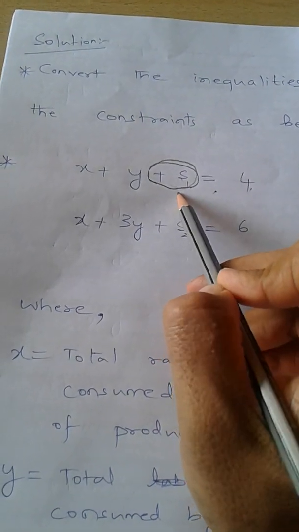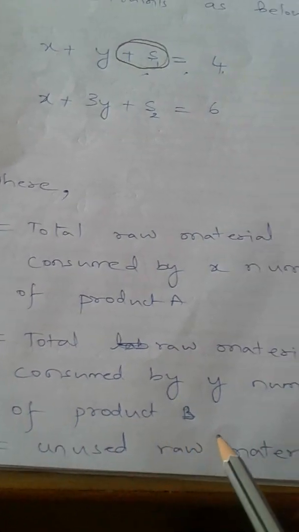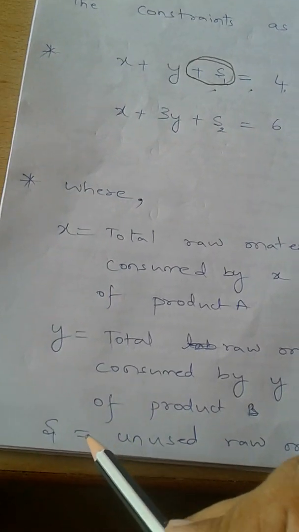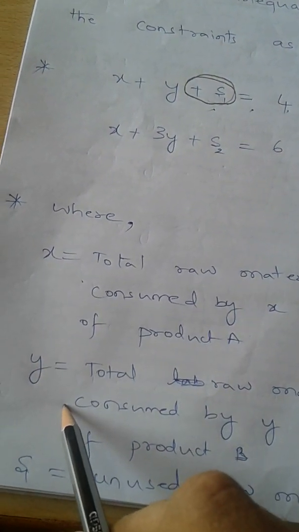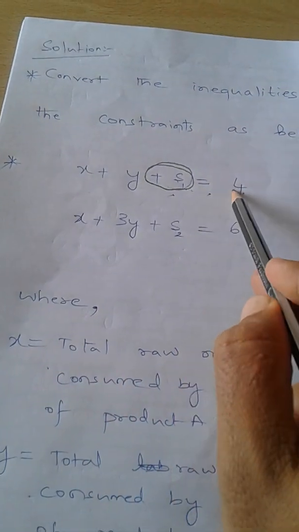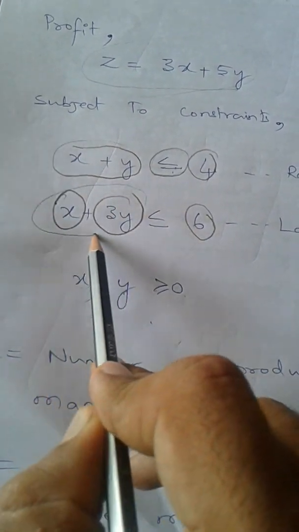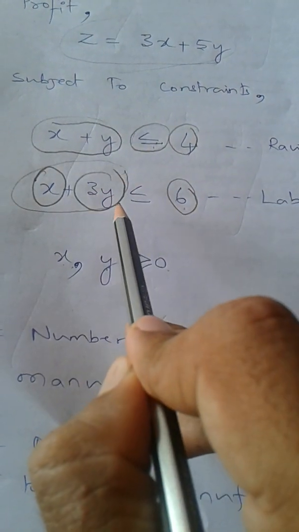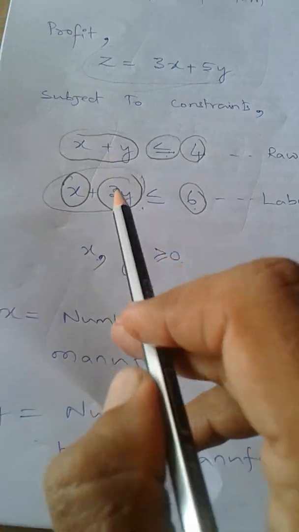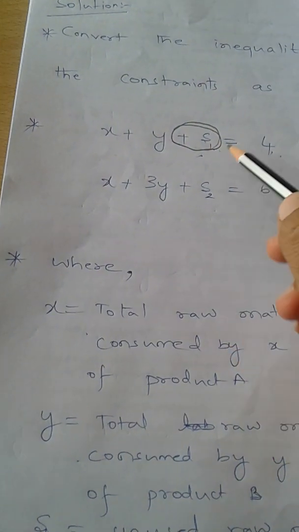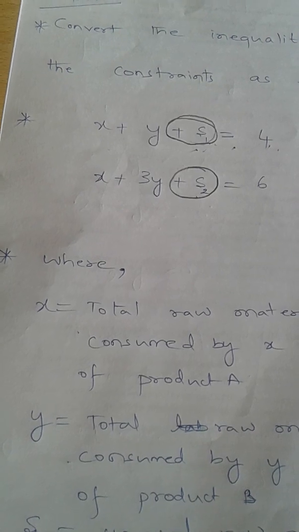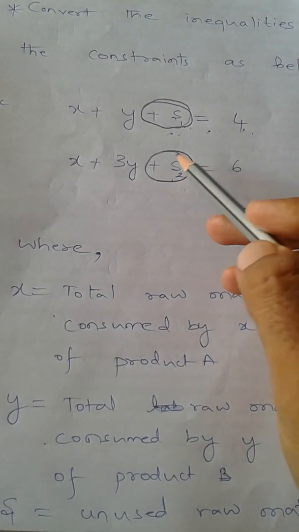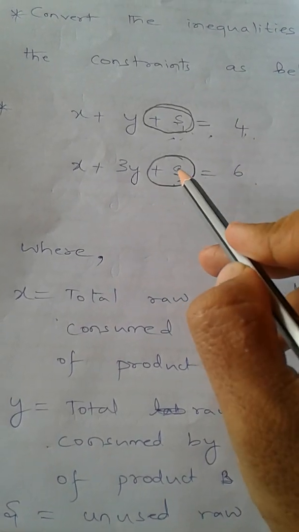What s1 stands for is the total unused raw material. As you know, x is the raw material consumed by product A and y is the raw material consumed by product B. That is the reason x plus y plus s1 is equal to 4. Similarly, in the second equation, the left hand side is again less than the right hand side, so we add a second variable, s2, to the left hand side in order to balance both sides.